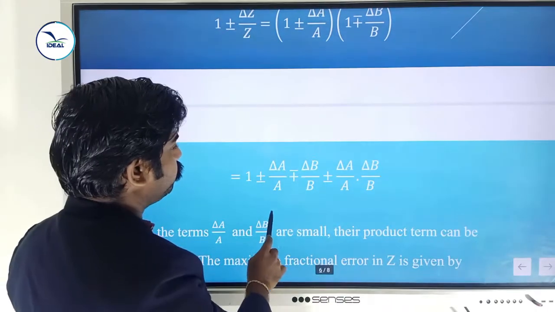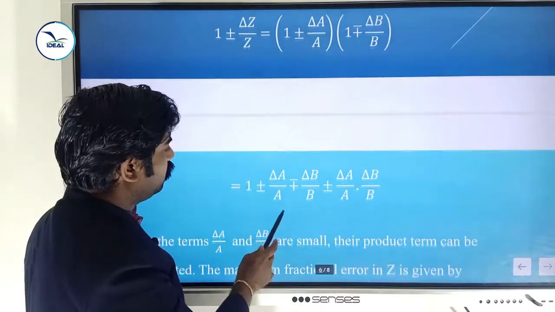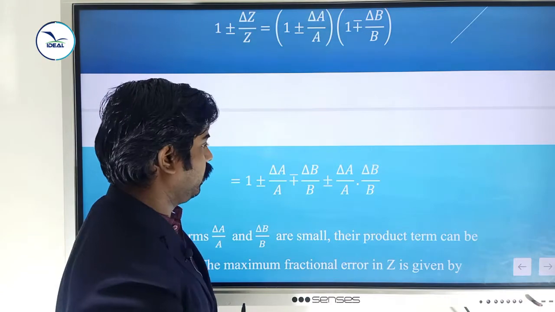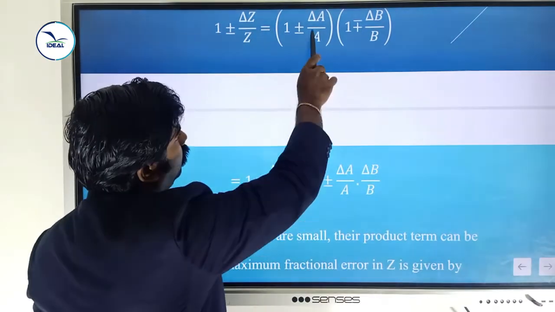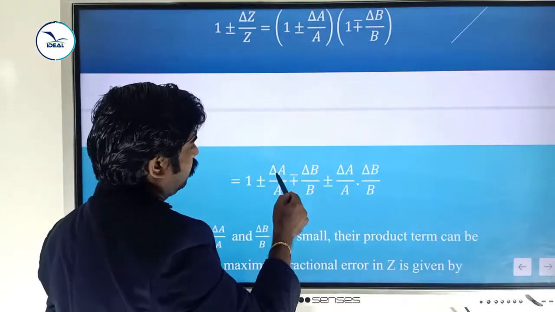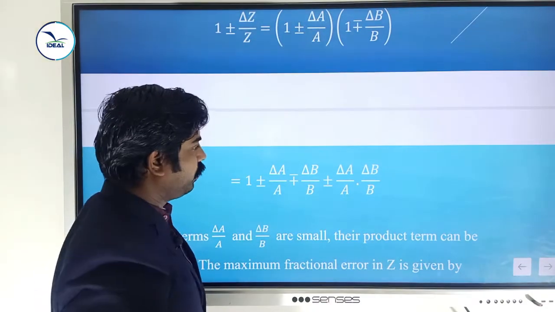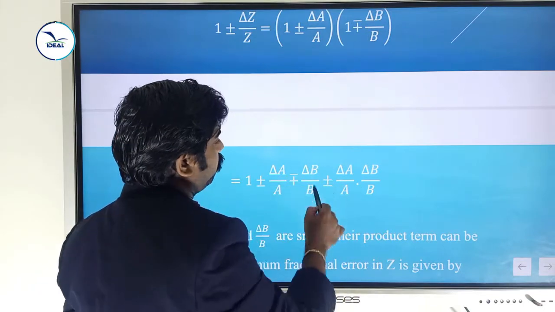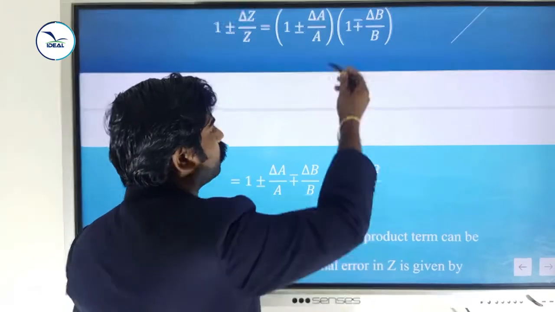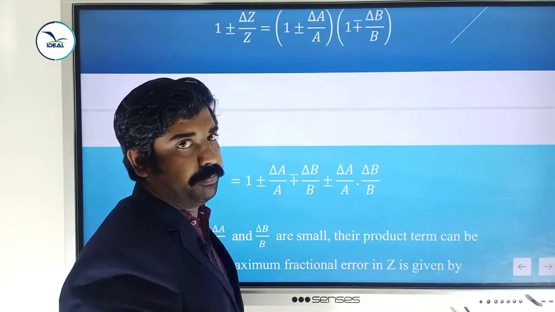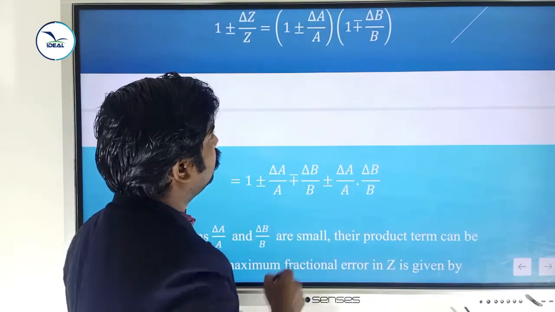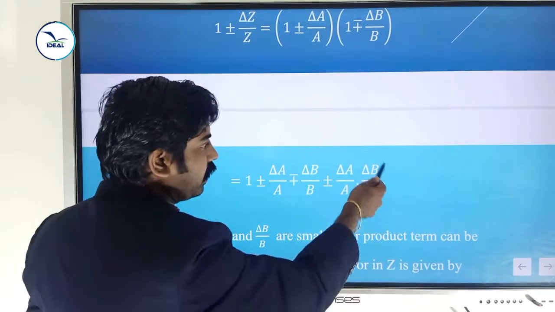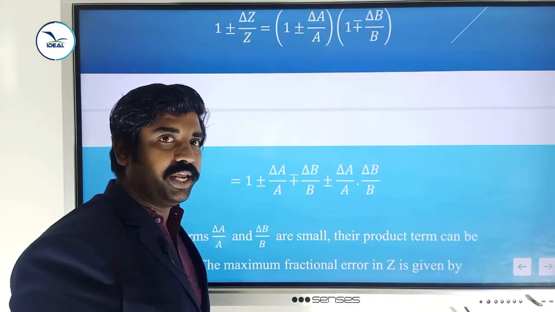Okay, so we can arrange that, or we can multiply that. 1 into 1, 1 itself. Then delta A into 1, delta A by A itself. Okay, then plus or minus delta B by B. This minus or plus and plus or minus are the same. So plus or minus delta A by A into delta B by B. Here also we can neglect this quantity, because it is very small.